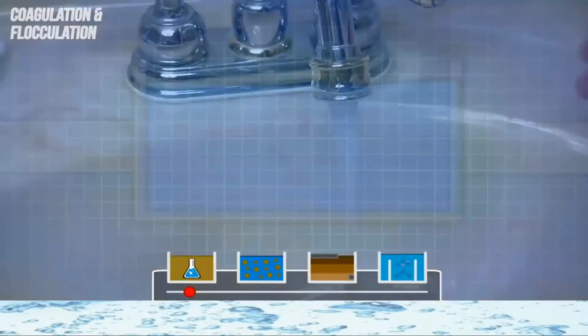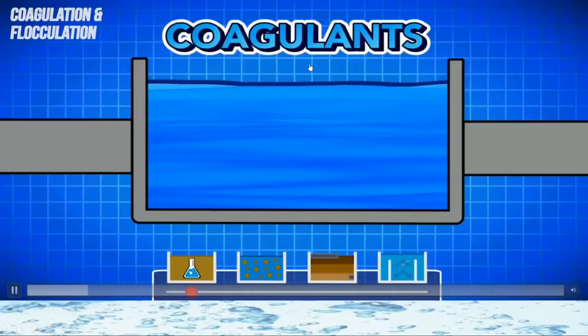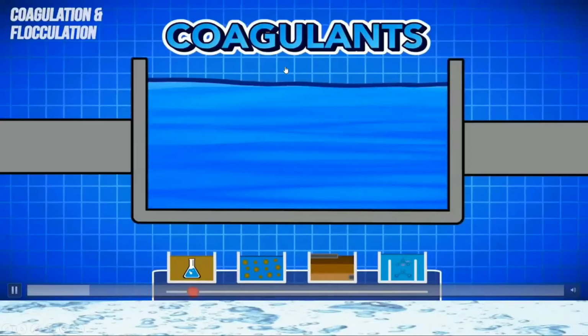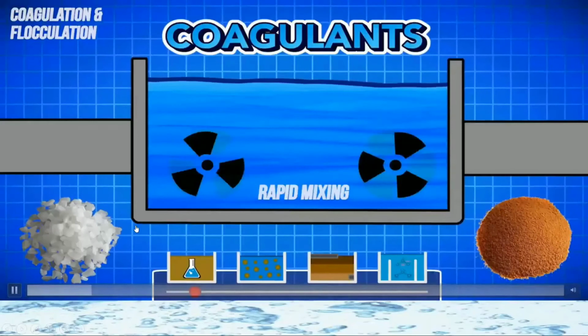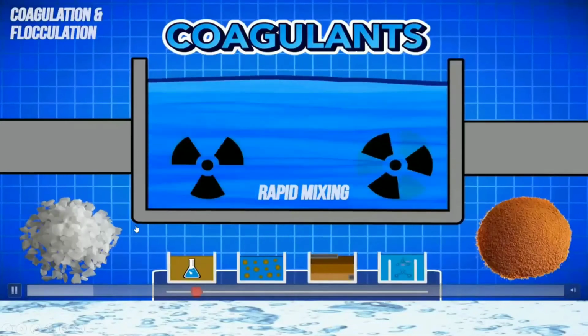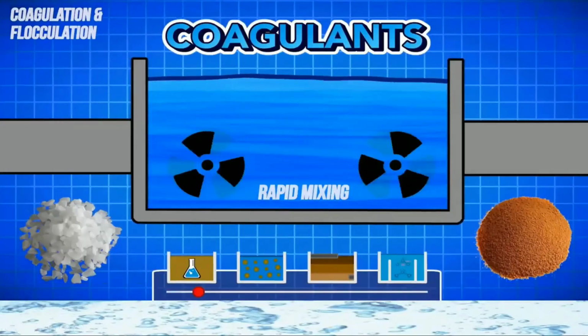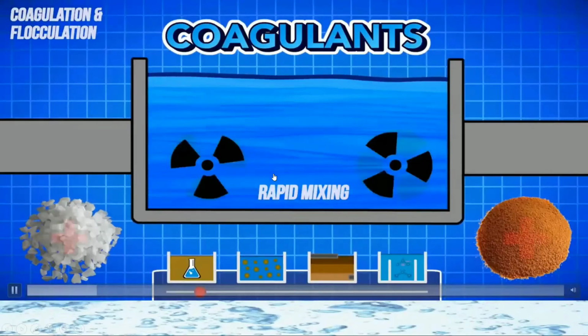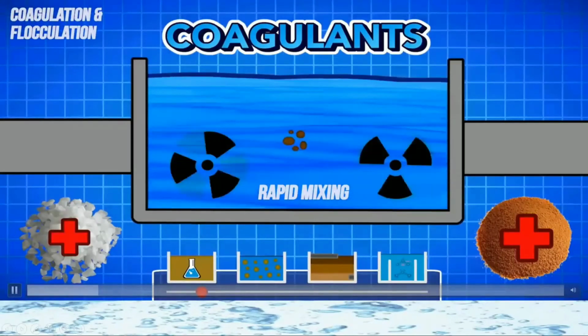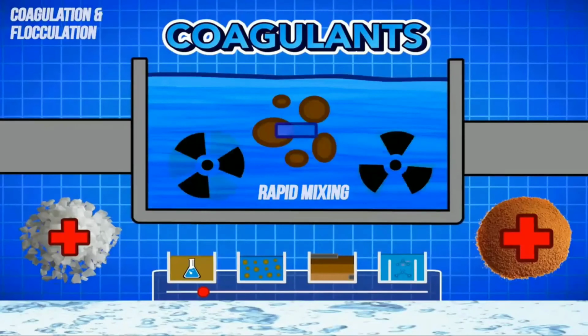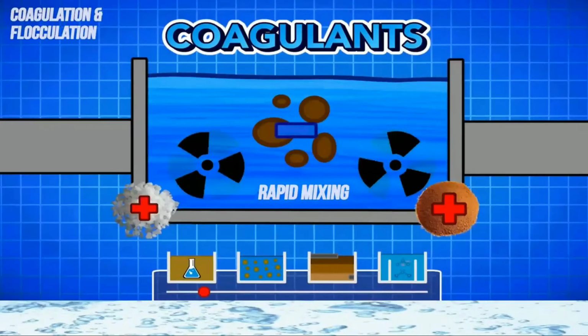To do this, chemicals called coagulants are added to the water. These chemicals, such as aluminum sulfate or ferric chloride, work to help the particles in the water congeal together. Essentially, these chemicals have the opposite charges of suspended solids, like clays or silts. When combined, the charges of the particles are neutralized, allowing them to stick together.